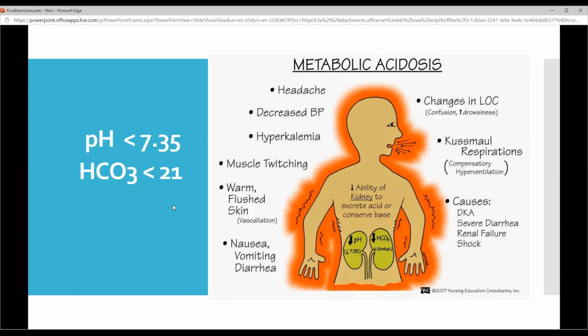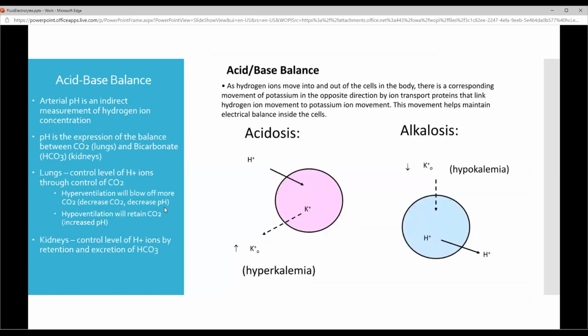When we look at the symptoms, they are going to be basically our body trying to compensate, right? So hyperkalemia, remember I showed you, potassium is going to come out of the cells here in the pink.